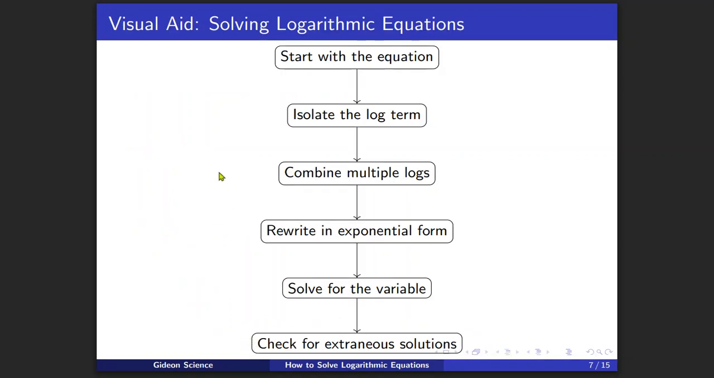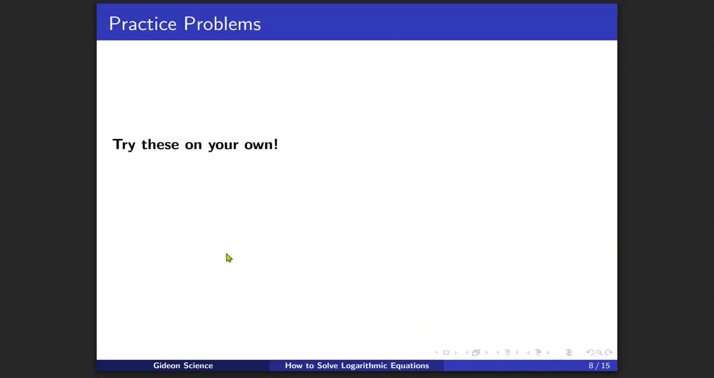So when we are given a logarithmic equation to solve, you should consider the following steps. Start with the equation. Isolate the logarithm term. Combine multiple logs and rewrite in exponential form. Solve for the variable and check for extraneous solutions. As simple as that. So try this on your own.